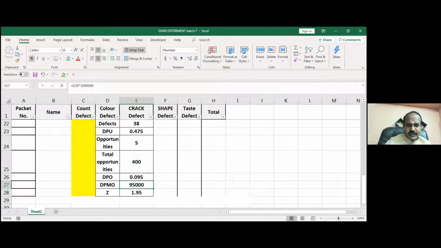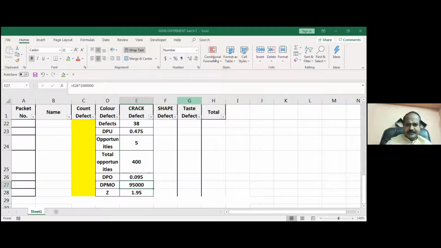Let me, 95,000, you remember, I will show the sigma level. Just a second. I'll show it. So 95,000 is the DPMO. Yes. It's the same sheet, right? I have it in another.